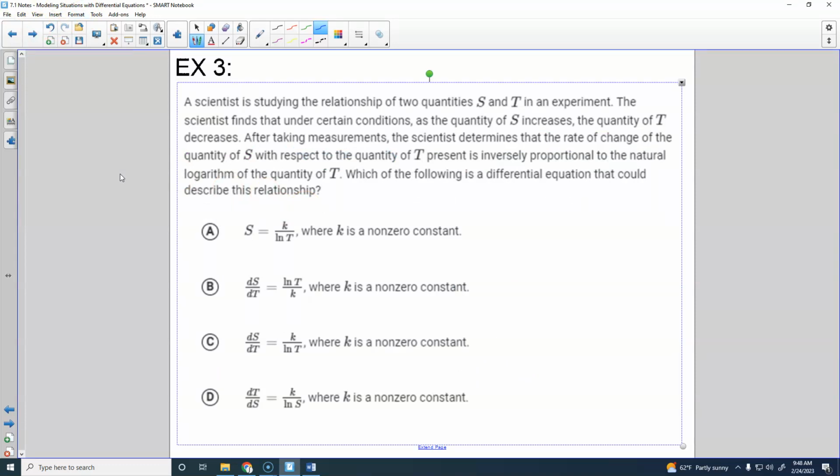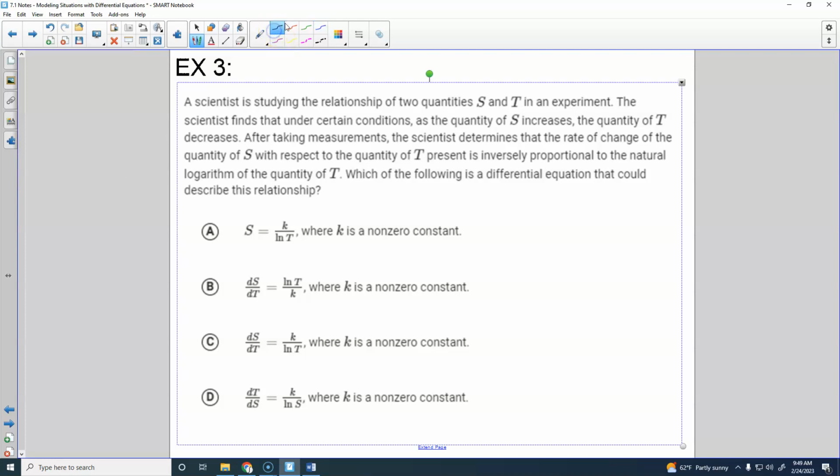A scientist is studying a relationship of two quantities, S and T, in an experiment. The scientist finds that under certain conditions, the quantity of S increases, the quantity of T decreases. After taking measurements, the scientist determines that the rate of change of the quantity of S with respect to the quantity of T present is inversely proportional to the natural logarithm of the quantity of T. Which of the following is a differential equation that could describe this relationship?